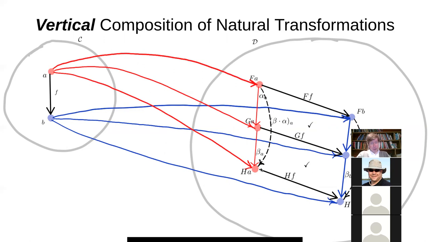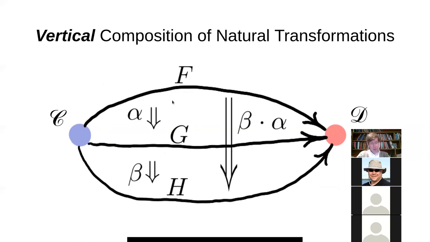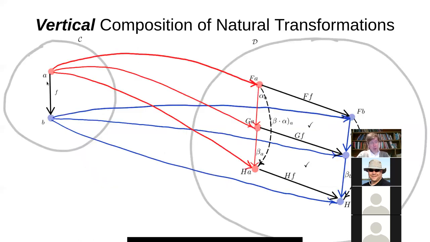But these things also map B. For example, B is shown over here. And they map morphisms as well. So capital F maps any function, or morphism in general, f, to something between F of A and F of B, and G maps it between G of A and G of B.